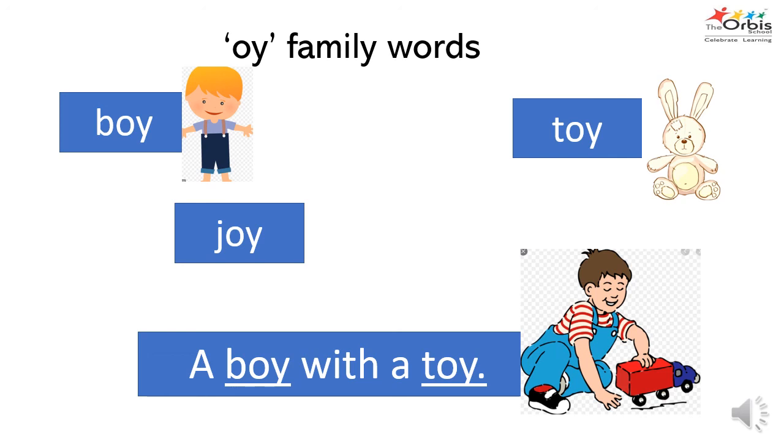Now, let's make a sentence using OY family words. A boy with a toy. Once again, a boy with a toy.